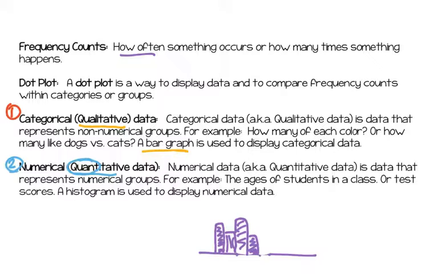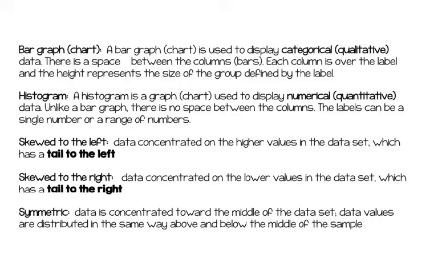So when you see a bar graph or a histogram, a lot of people think that they're the same thing and it's just a matter of aesthetics, but it's actually a difference in the type of data that they're representing. So I think I've already talked about the bar graph versus histogram right here, so that's that.